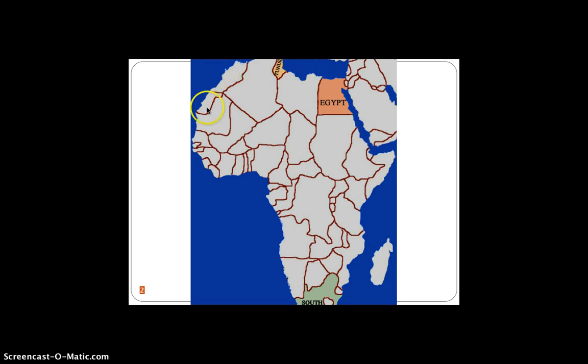Egypt is on the African continent. It is in the northeast corner of the African continent. It is bordered by the Mediterranean Sea to its north and the Red Sea to its east.